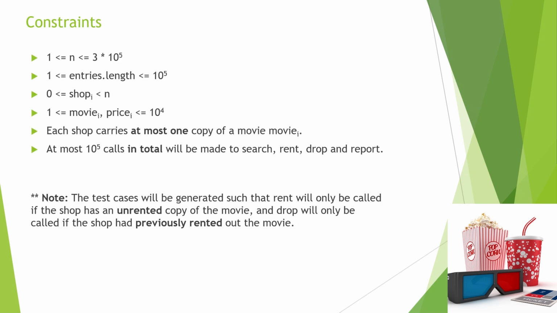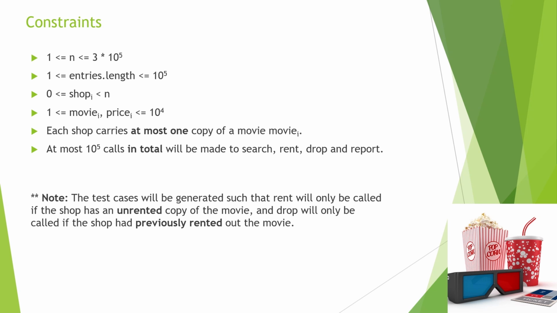So let's now talk about the constraints. The number of shops would vary from 1 to 3 times 10 to the power 5. The entries, which means the total number of movies available across all shops, would vary from 1 to 10 to the power 5. Movie ID can vary from 1 to 10 to the power 4. Similarly, the price of a movie in a particular shop can vary from 1 to 10 to the power 4.